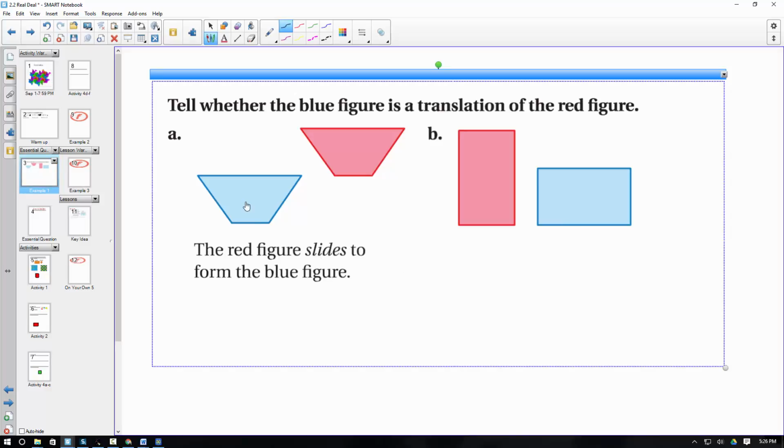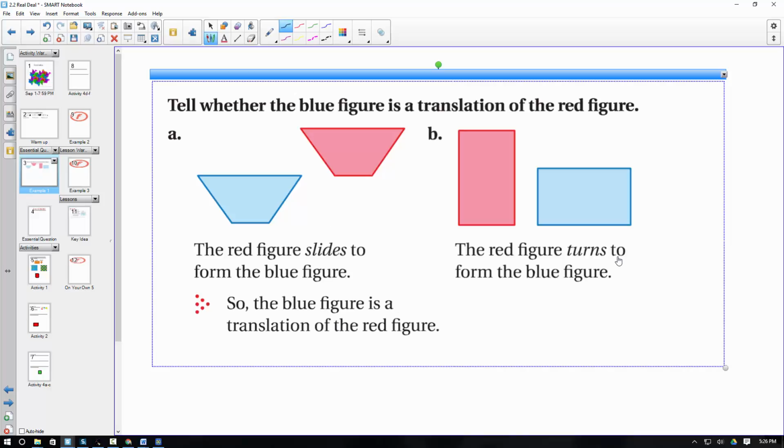So again, the slide is a translation. This one here is a rotation or a turn. Therefore, it is not a translation. It is not a shift. It's actually a rotation.